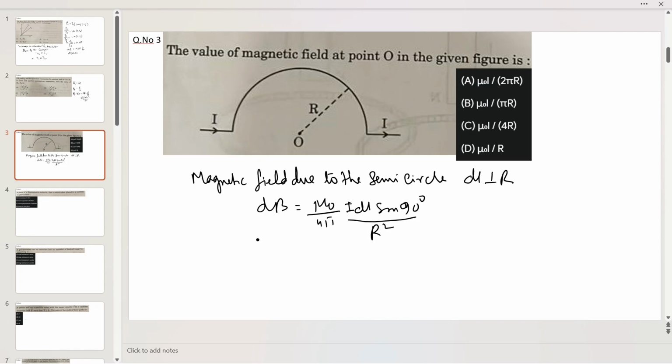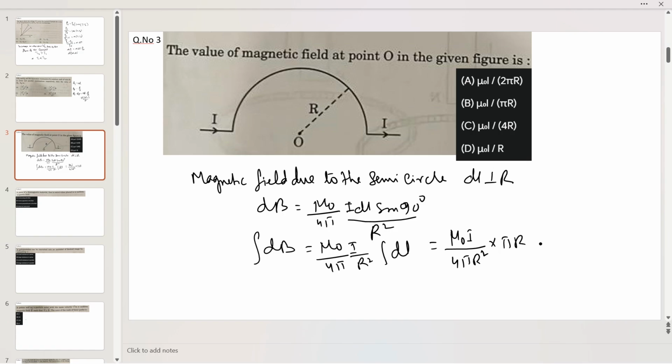So for the whole semicircle we integrate it, that is B equal to mu naught by 4 pi, I by r square integration dl. So this will be equal to mu naught I by 4 pi r square. For semicircle the length is pi r, so pi and r cancel out, so your answer will be mu naught I by 4r. So option C is your correct answer.